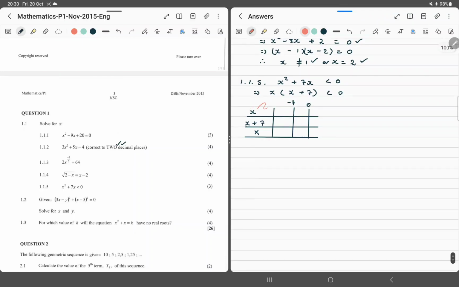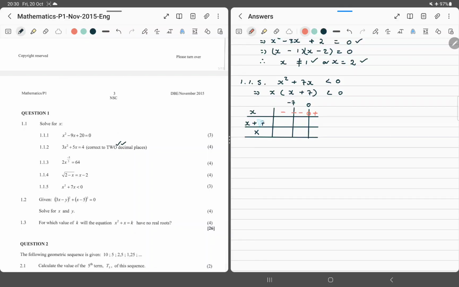Anyway, we ask ourselves, when will this x term here give us a 0? Obviously, when x is equal to 0. When we put a value greater than 0, that becomes positive. When we put a value less than 0, that already becomes negative, negative, and negative there.